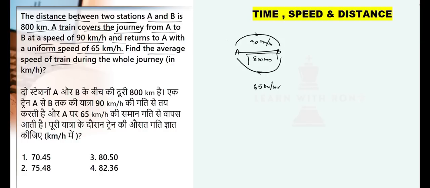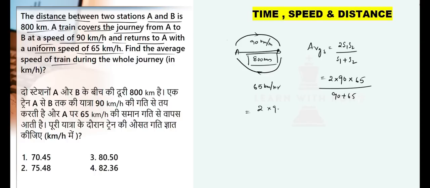So when the distance is the same in both cases, average speed equals 2 times speed 1 times speed 2 divided by speed 1 plus speed 2. So 2 times speed in the first case 90, second case 65, divided by 90 plus 65. Okay, 2 times 90 times 65 divided by 90 plus 65, which is 155. So 5 31s are 155 and 5 13s are 65. So if you see here, 9 13s are 117, and 117 times 2 is 234.